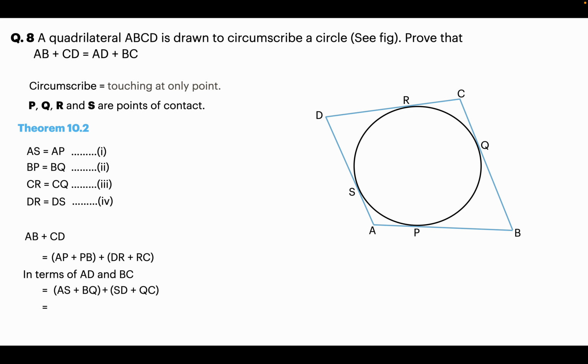And now I rearrange these terms and I bring AS and SD together, because then they will make one side, that is AD, plus BQ and QC together. And AS plus SD, you can see, is AD, plus BQ plus QC is BC, and that's what we had to prove.